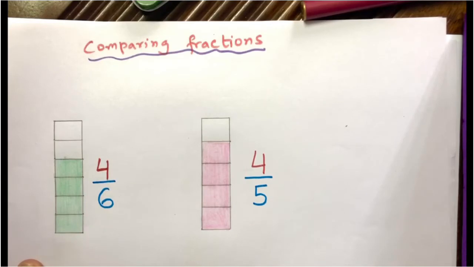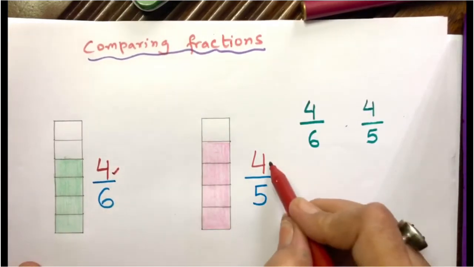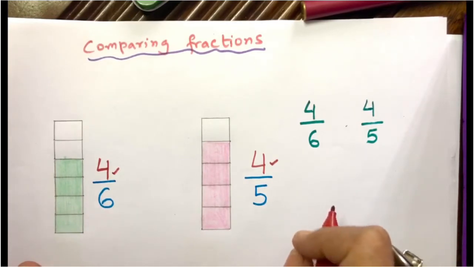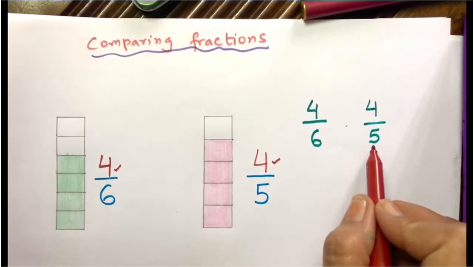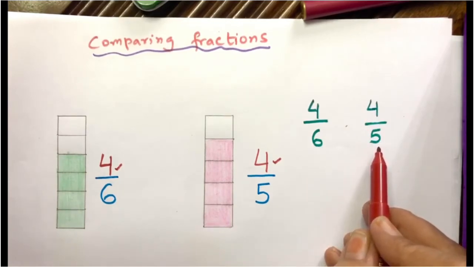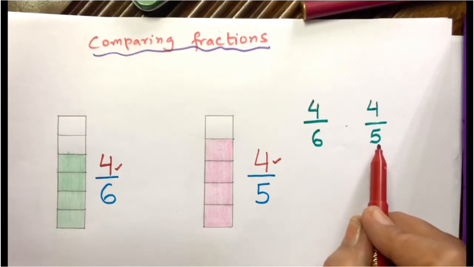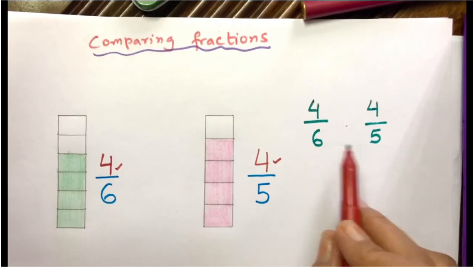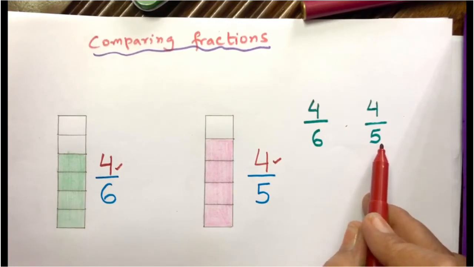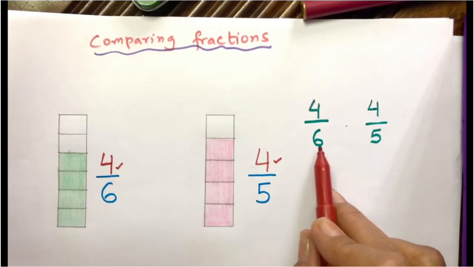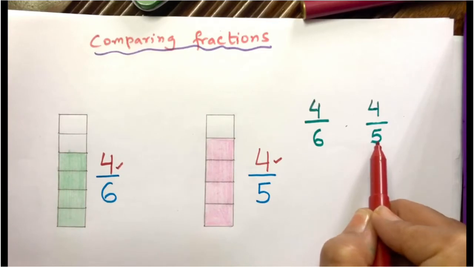What is the other way? Here you would notice that the numerators are same. Both are 4. Okay. So we would look at the denominators. When the numerators are same, we look for the denominator which is smaller. What would that mean? If the denominator is smaller, it is divided into fewer pieces. In this case, 5 is smaller than 6. So this means that this is divided in 5 pieces and this is divided in 6 pieces. So 5 pieces is fewer than 6 pieces. The smaller the denominator, the greater the fraction.